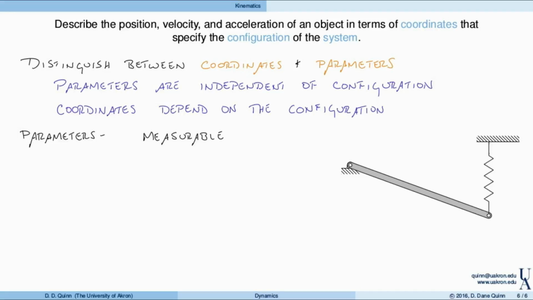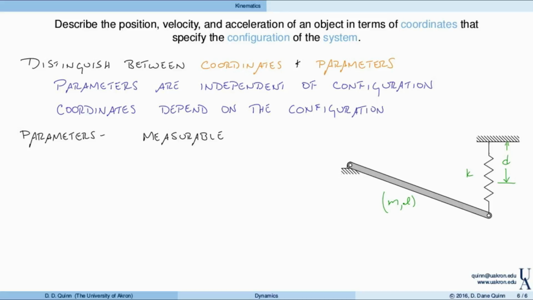For this system, the parameters might be, for example, the mass of the bar or the length of the bar. Those are both quantities that I can measure independent of where the bar is. Also, the stiffness of the spring would be a parameter. The unstretched length of the spring would be a parameter. So these are all things that I can measure, but they don't specify the configuration.